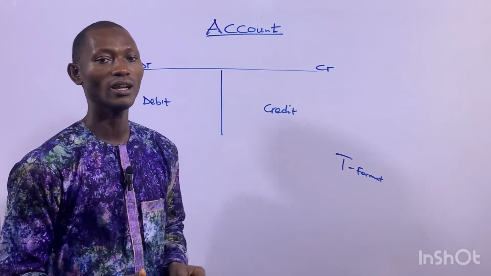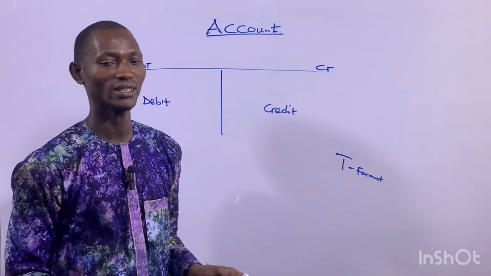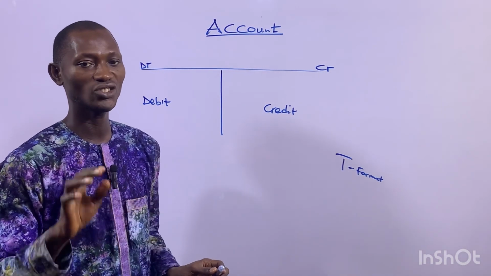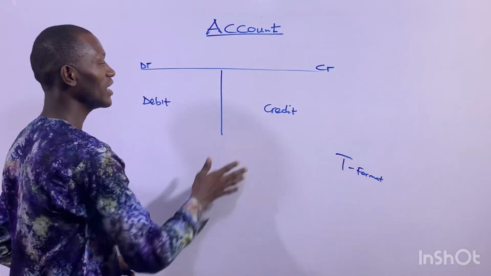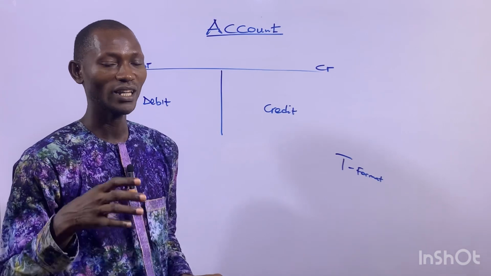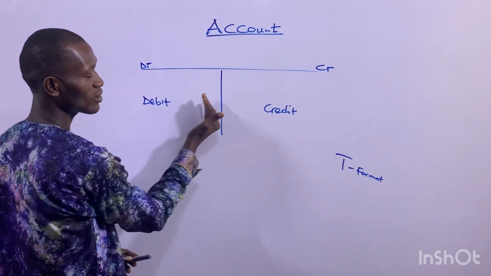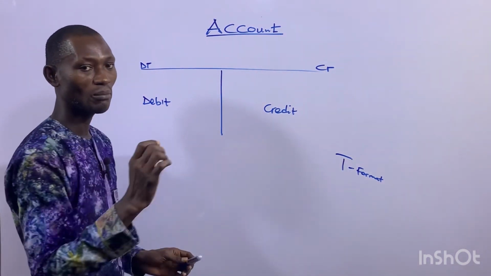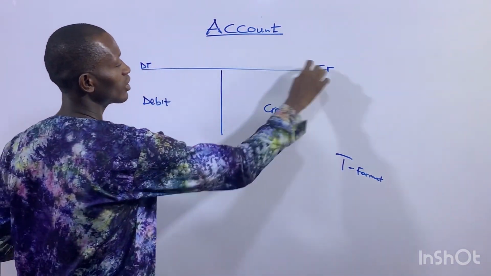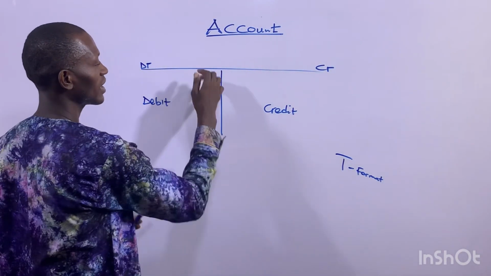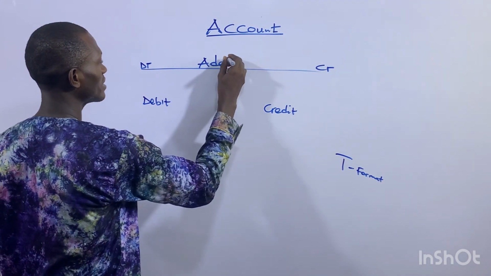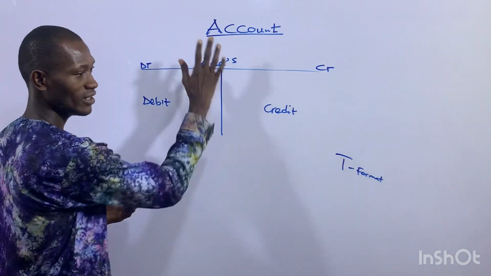Should you want to define an account, let me correct a notion that some students will usually say, I offer accounts, this and that. No, the subject is not account. It is called financial accounting. So let's define what an account is. An account is a page of a ledger that is divided into two parts of debits and credits by a thick vertical line, on top of which there is a horizontal line where the name of the account is usually written. So this is the name of the account, let's say Ade's account.